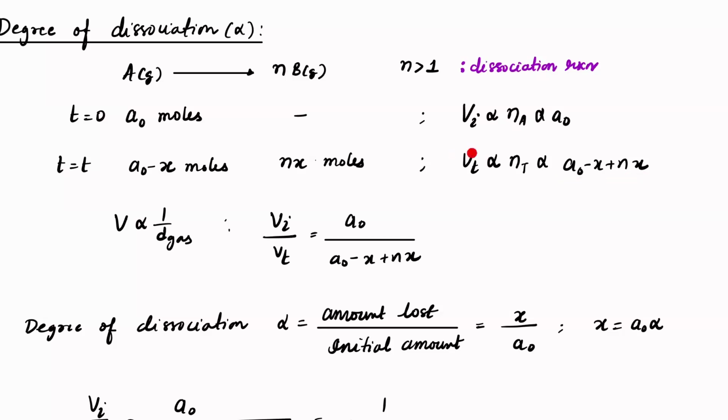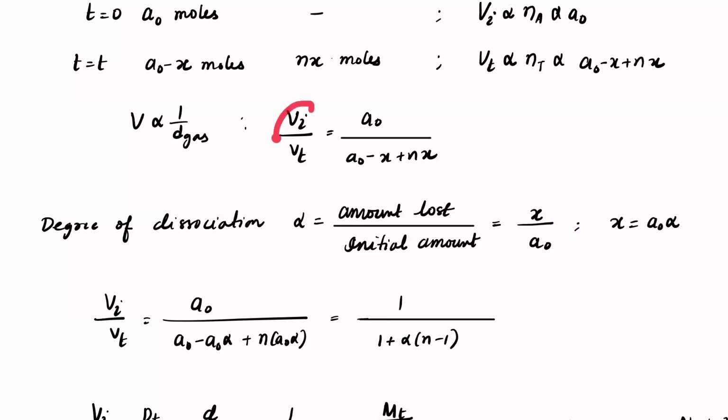As per Gay-Lussac's law, the final volume will also be proportional to the total number of particles, and you know that volume is always inversely proportional to density. So if I take the volume ratio of initial and after some time t, I will get the mole ratio A naught by A naught minus x plus nx. Since the volume ratio is inversely proportional to the density ratio, the density ratio can be written in terms of the mole ratio. But before writing that, let us understand a very important term, degree of dissociation.